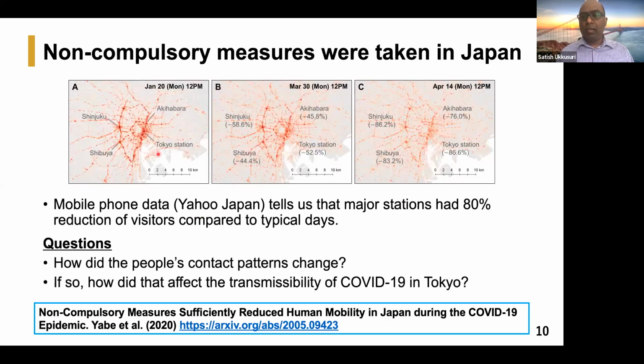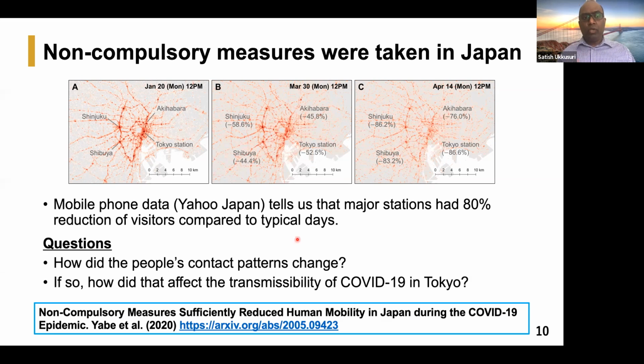Here is the mobile phone data we are using with our collaborators at Yahoo Japan. Here are three snapshots of these data points, right? These are some of the major transit stations in Tokyo. This is a snapshot on January 20th, on March 30th, and then April 14th. And you can see the reduction in the number of riders going to these transit stops, a decrease of about 45 to 50% in many of these stations, and a decrease of about 70 to 80% by April, right, in terms of the total number of visits.